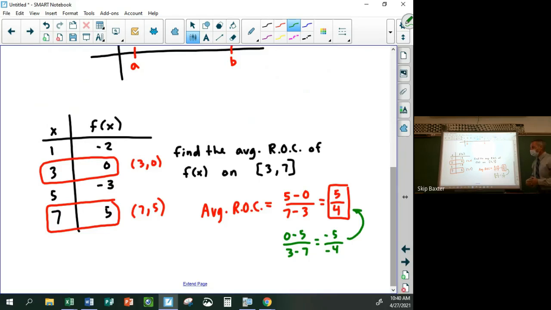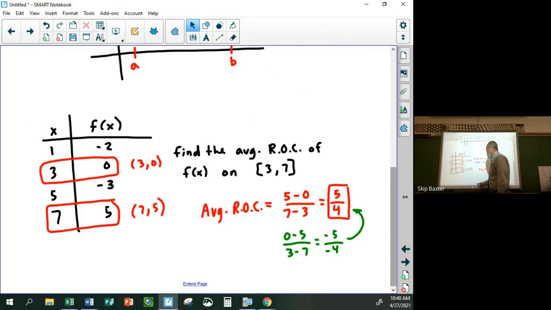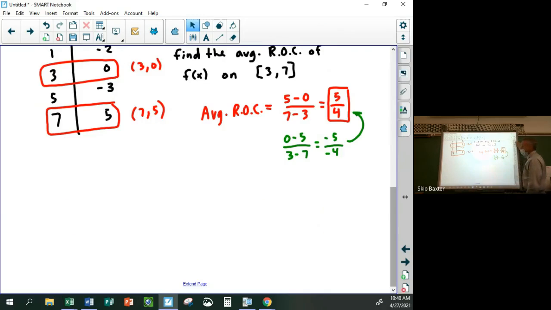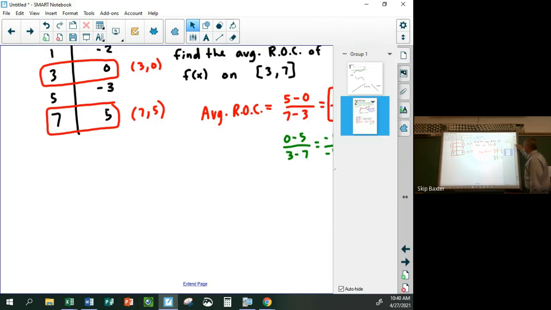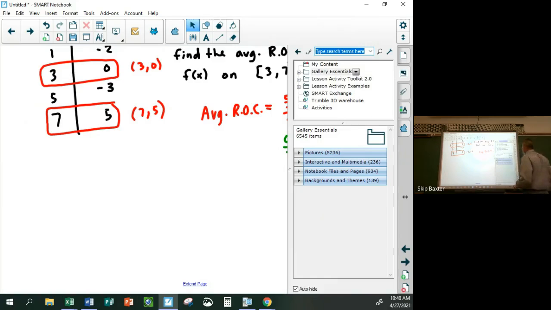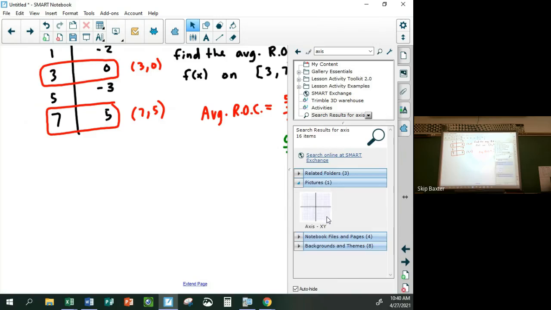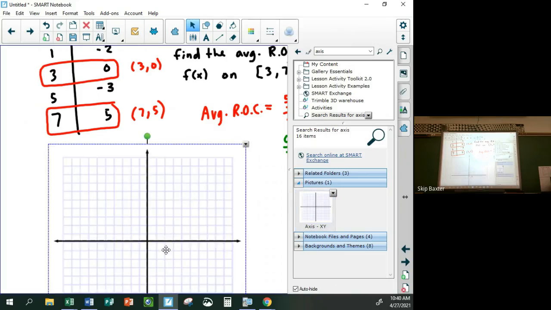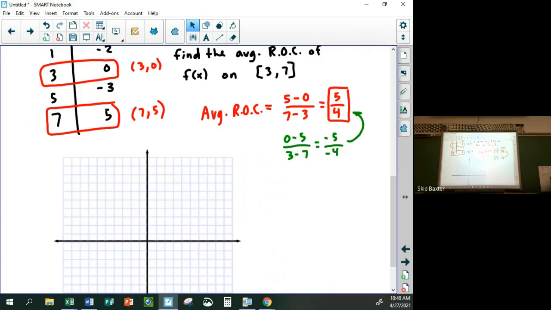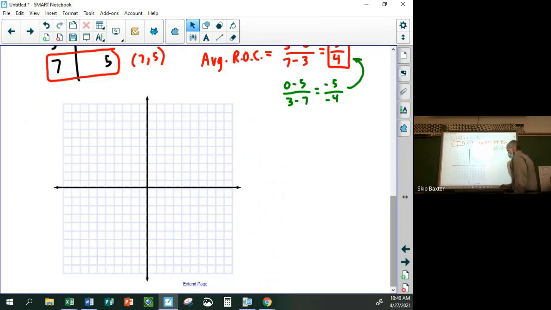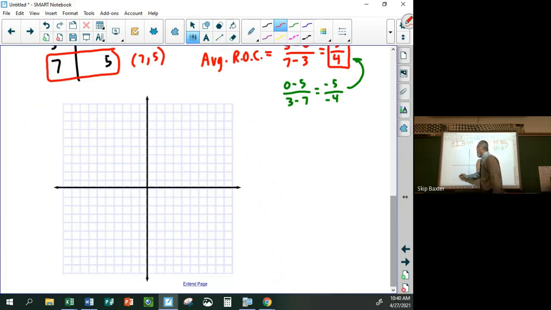Okay? If they give you a graph, this would be just as easy. Suppose you had a graph. I'm going to actually use graph paper here, just so it's nice and precise. So if I had a graph, let's draw it so it goes something like this.